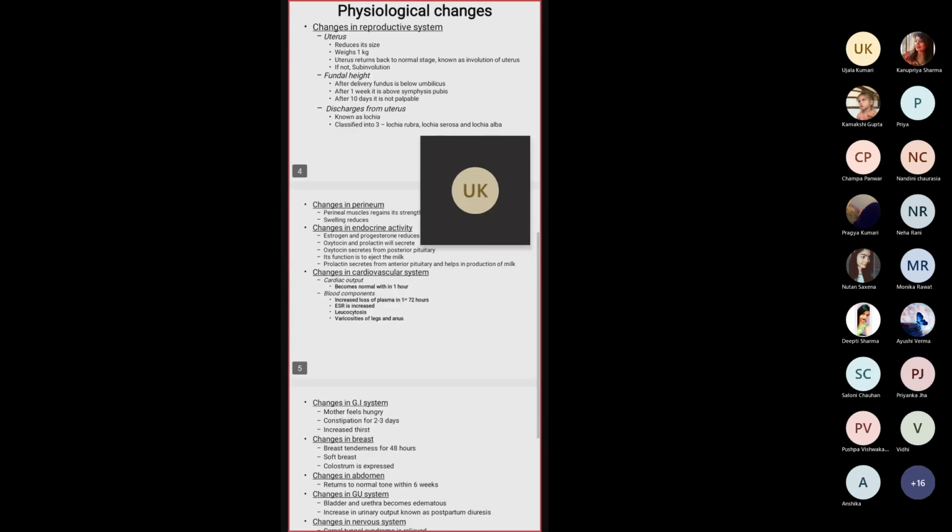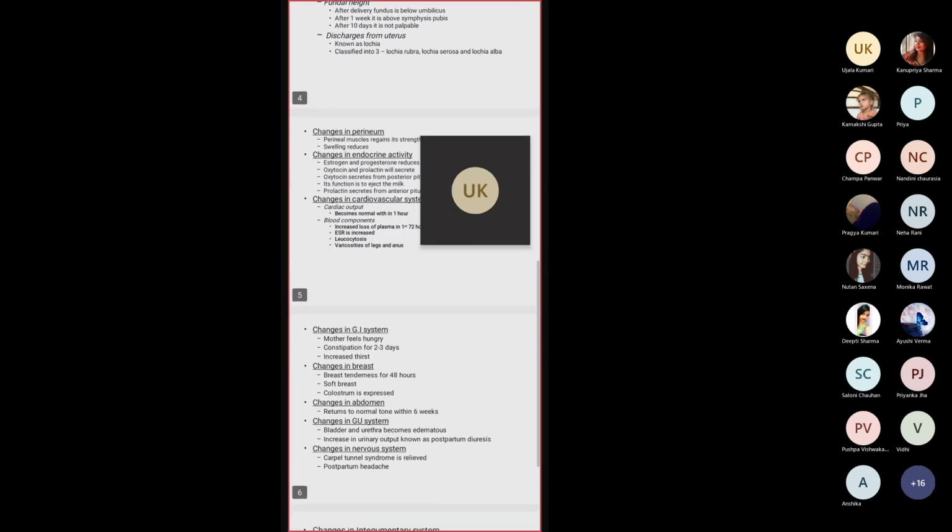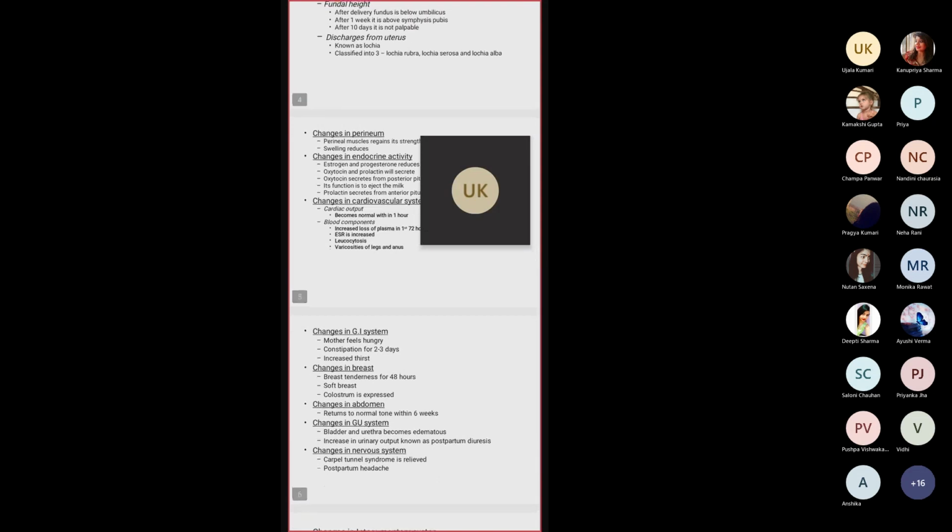And if you're seeing the GI system, the mother may feel hungry and thirsty, and she may have constipation for 2 to 3 days. What are the changes in the breast? Breast tenderness will be there for 48 hours, and women may have breast engorgement, and also colostrum will be expressed from the breast. If you're seeing the changes in the abdomen, abdominal muscles will return back to normal tone within 6 weeks. In the genitourinary system, the bladder and urethra may become edematous, and there is increased urinary output. We will call it postpartum diuresis.